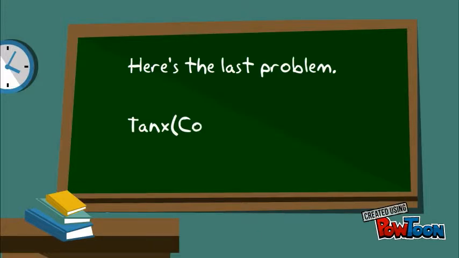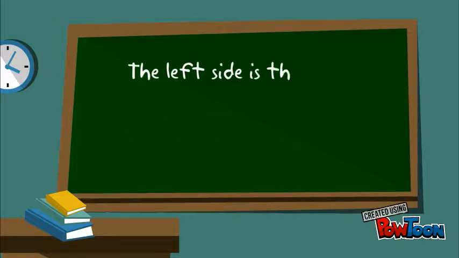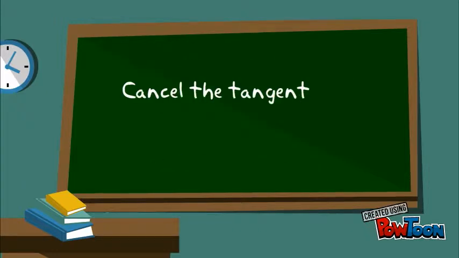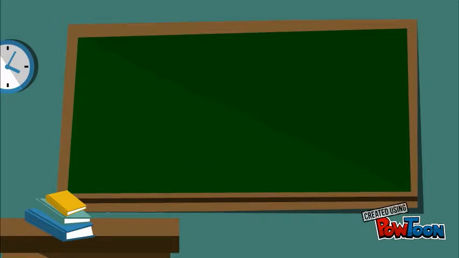Here's the last problem, which is tan x (cotangent x plus tan x) equals secant squared x. The left side of the problem is the most complex, so you will start with that side first. The next step is to cancel the tangents. You will cancel the first tangent outside the parentheses and the first tangent inside the parentheses, and you will get 1 plus tan squared x.